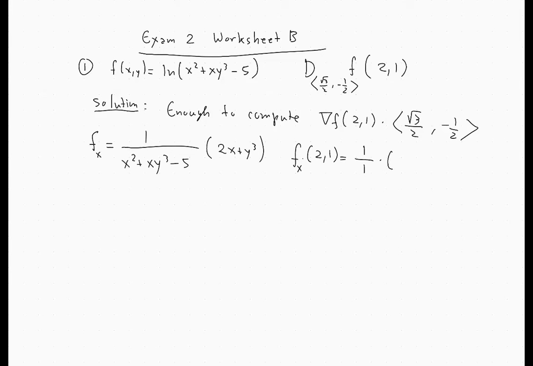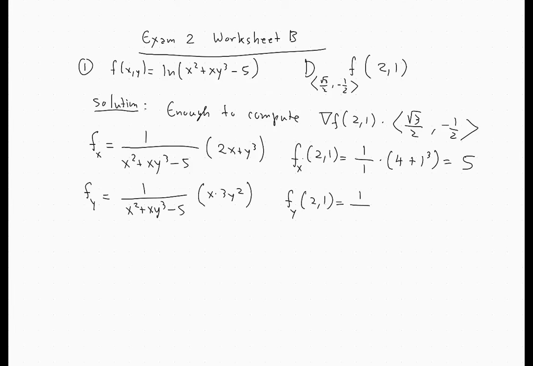This is 5. And f sub y will be 1 over x squared plus xy cubed minus 5 times x times 3y squared. Okay, and f sub y at the point 2, 1 is going to be 1 over 1 times 2 times 3 times 1 squared, which is 6. So this tells you that the gradient is going to be 5, 6.